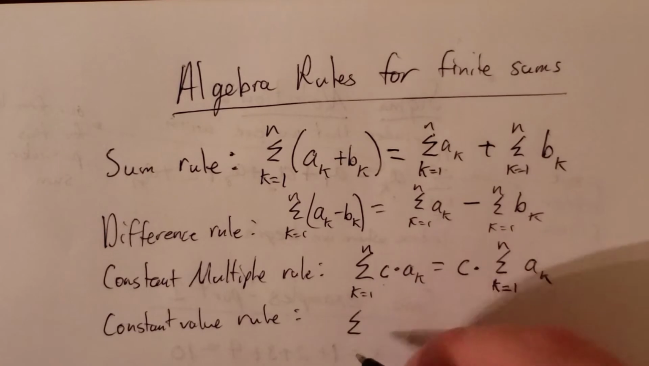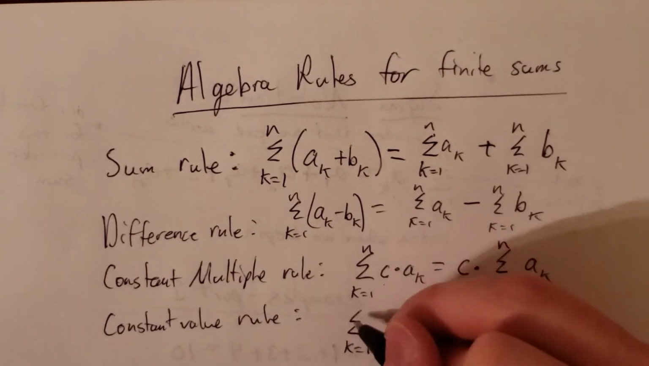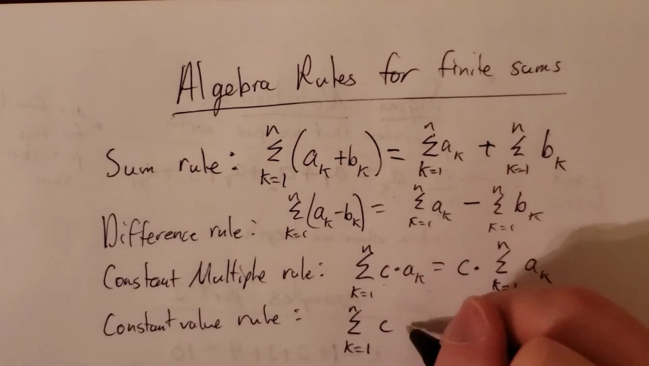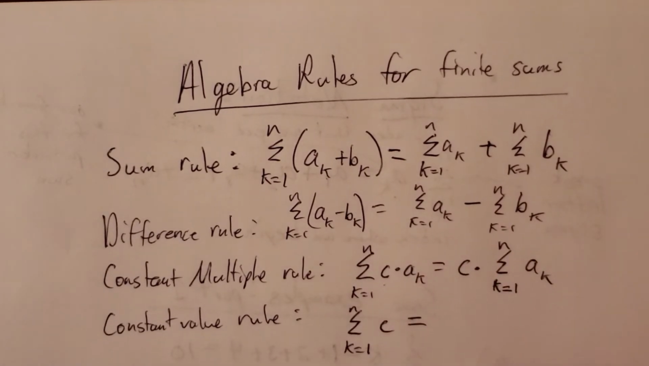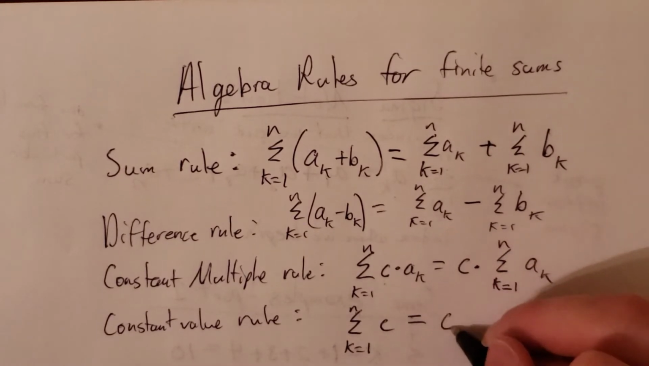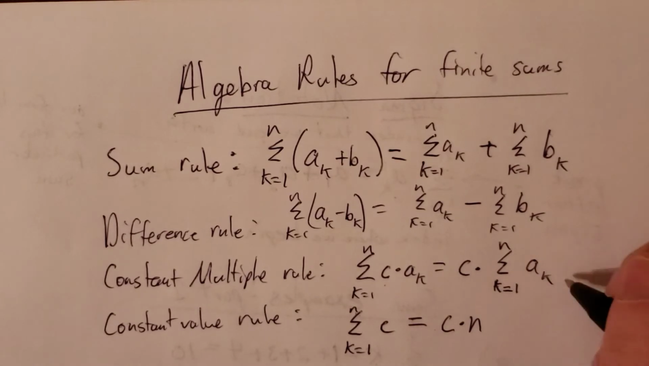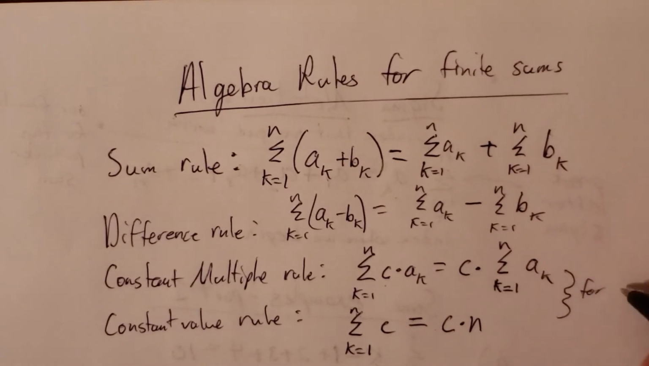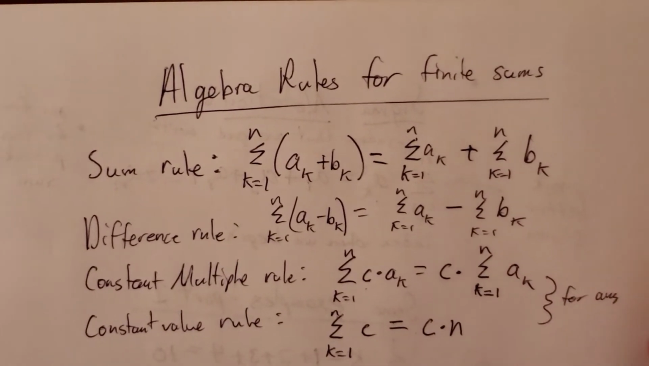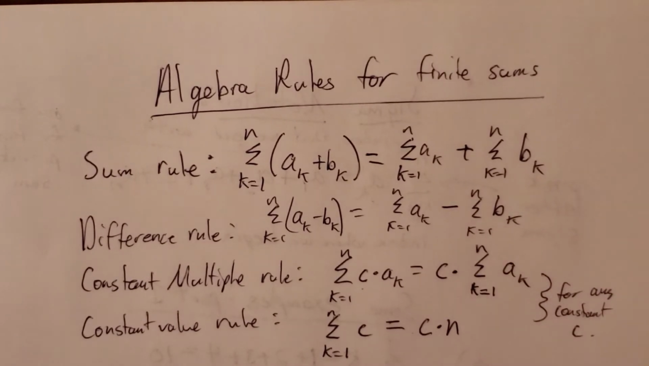What if we have some constant c and we do the sum from k equals 1 to n of just the constant c? We don't have any k's in here, the formula is a constant. Well, that just means c plus c plus c, n times, which is c times n. And again, this is for any constant c.